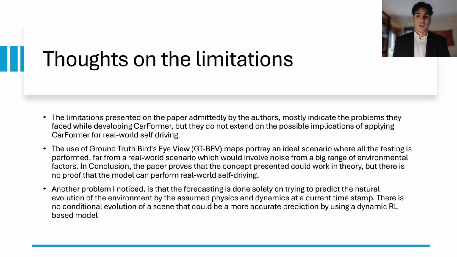And another limitation is the lack of planning. The forecasting is currently just predicting the natural evolution of the scene. It doesn't perform conditional planning. A true autonomous agent should use these forecasts to simulate different actions. So what would happen if I chose to accelerate, or what would happen if I just chose to brake, rather than just imitating a single path.